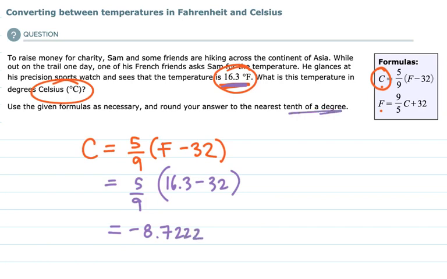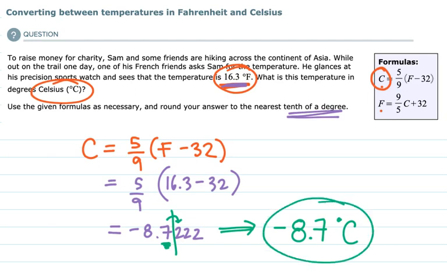8.7222. Now be careful, this question says round to the nearest tenth. Nearest tenth means just one decimal place, so it'll either be negative 8.7 or negative 8.8. Since the 2 is smaller than 5, we're going to say that's negative 8.7 degrees Celsius. So what did we find out? Saying 16.3 degrees Fahrenheit is the same as saying negative 8.7 degrees Celsius.